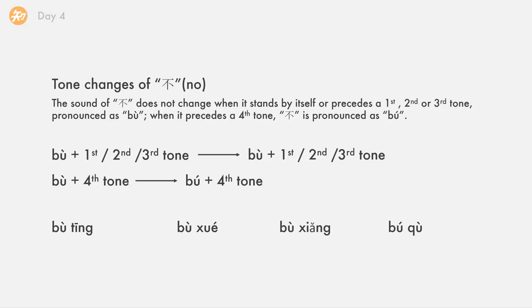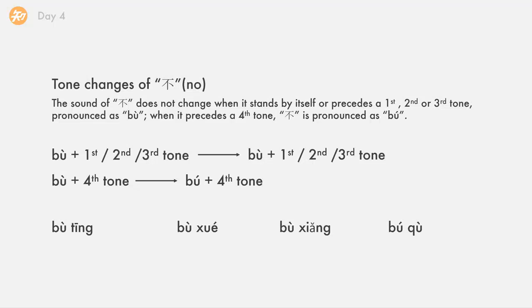The third situation is to change the term of 不, which literally means no in English. The sound of 不 does not change when it stands by itself or precedes a first, second, or third term. When it precedes a fourth term, 不 is pronounced as 不. The rule can be listed as the below format.